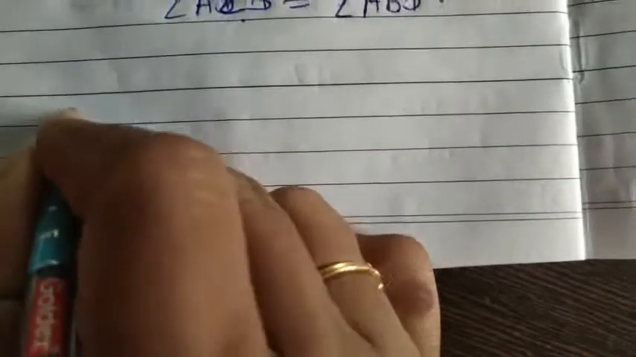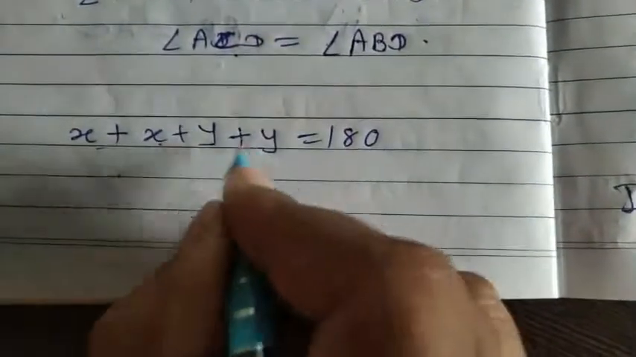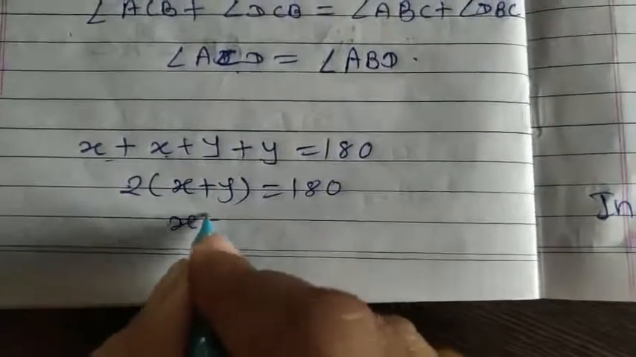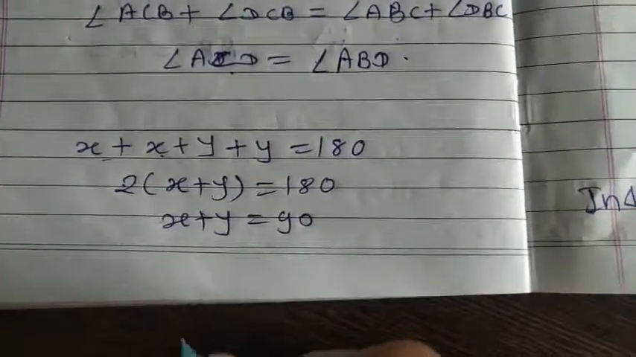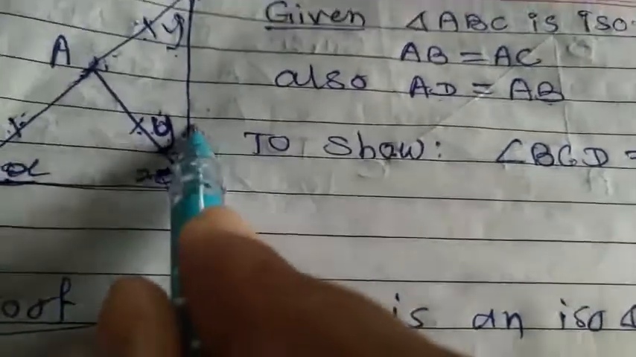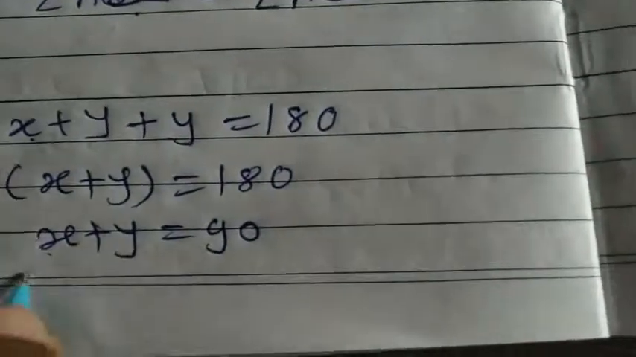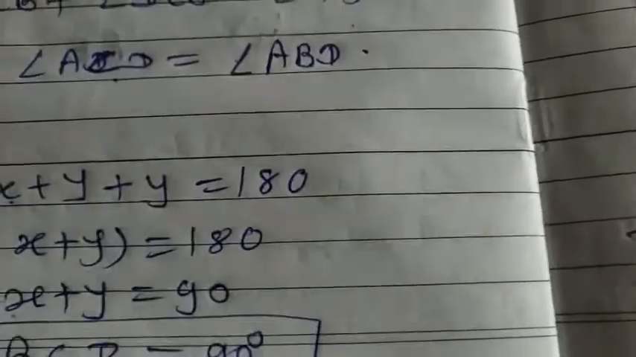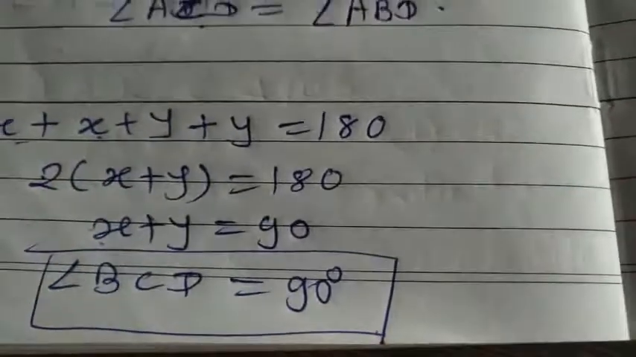Angle B is x, angle C is x plus y, and angle D is y, which equals 180, meaning 2x plus 2y. Take 2 as a common factor: x plus y is equals to 180 divided by 2, means x plus y is equals to 90 degrees. But in the figure, x plus y is the measure of angle C, meaning angle BCD. So x plus y is equals to angle BCD, and that measure is 90 degrees. Same thing we had to prove here: angle BCD is equals to 90 degrees.